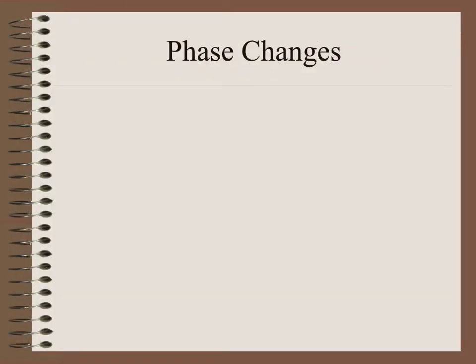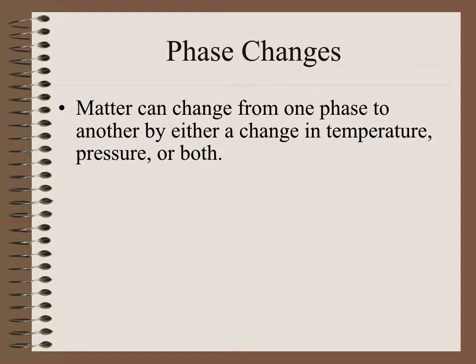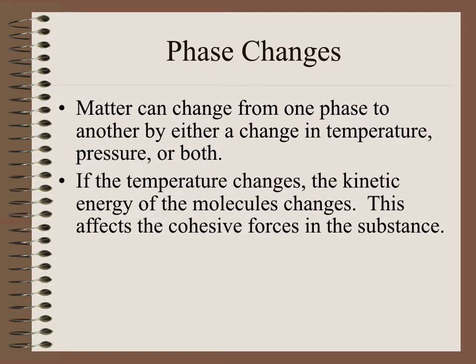Now, matter can change from one phase to another in one of two ways. It can either do so by a change in temperature, or by a change in pressure, or both. Now, we are most familiar with temperature changes causing phase changes. So, for example, we heat up some water and it boils, or we put ice in a drink and it melts. So if the temperature changes, the kinetic energy of the molecules change, which affects the cohesive forces of the substance, hence bringing about a phase change.